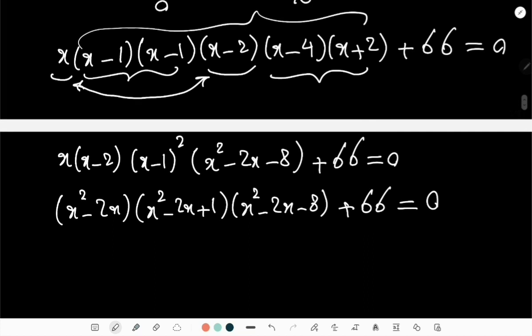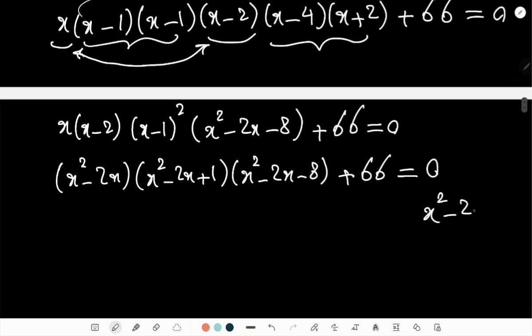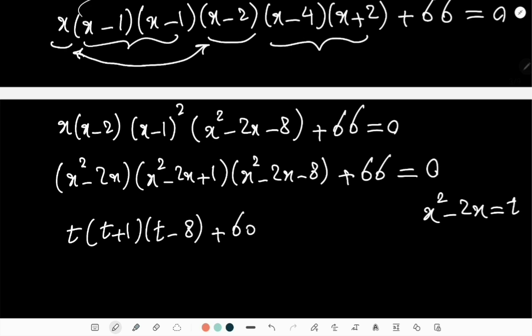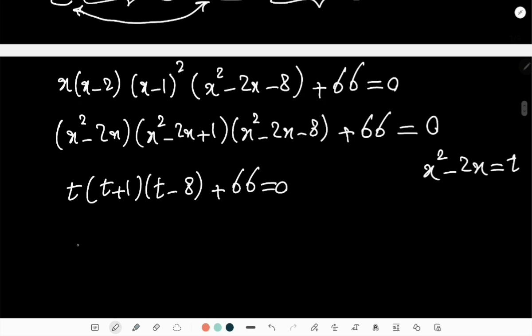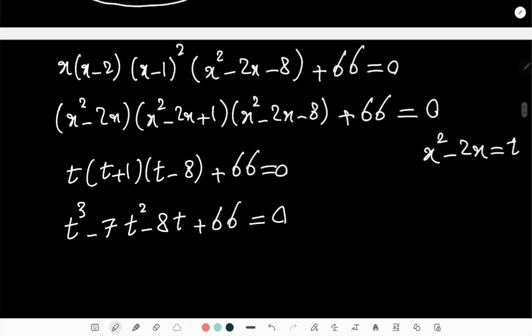Well, that is very helpful, because now I can take x² − 2x to be a new variable such as t, and then I have t(t + 1)(t − 8) + 66 = 0. Perfect. Now, instead of solving an equation of order 6, I just have to solve an equation of order 3. If I simplify this, I get t³ − 7t² − 8t + 66 = 0.